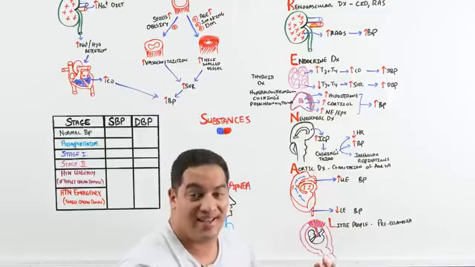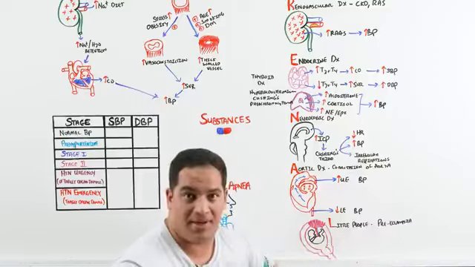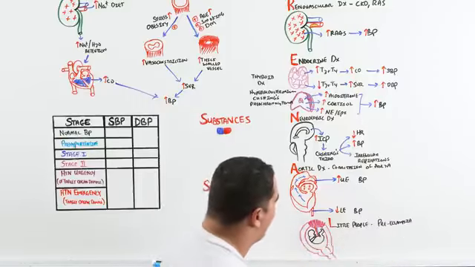Because if they start seizing, then you know they have what's called eclampsia. That's the only real difference between preeclampsia and eclampsia: seizures. So look for this.